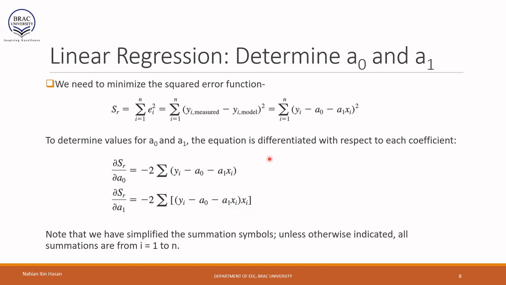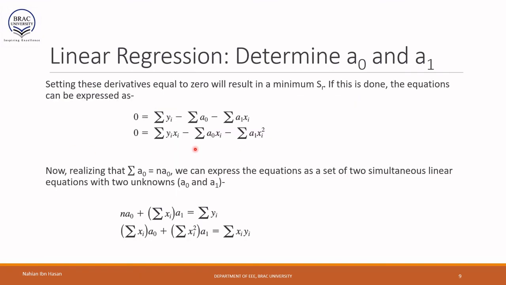So these are the two differentiation terms with respect to a0 and a1, and since we want to minimize the error term, that is what we are going to do. We set these two terms equal to 0, because the differentiation with respect to a0 and a1 should minimize the error term. As a result, that differentiation value should be equal to 0.